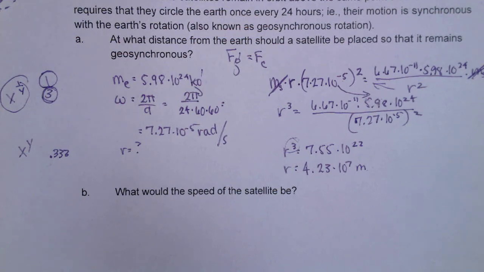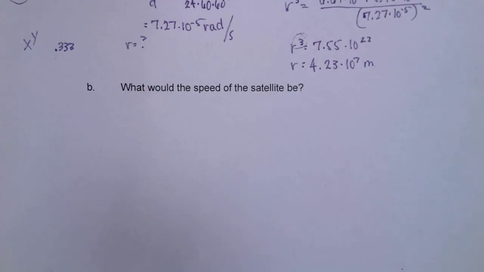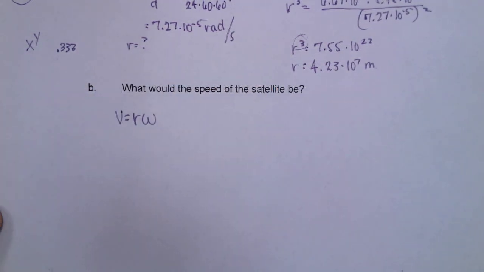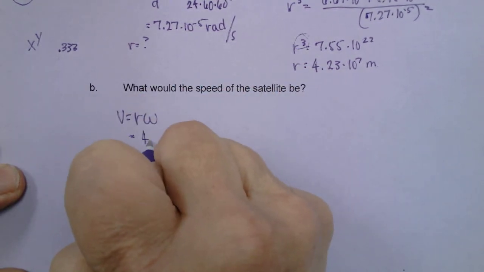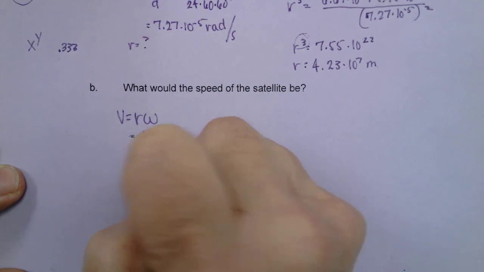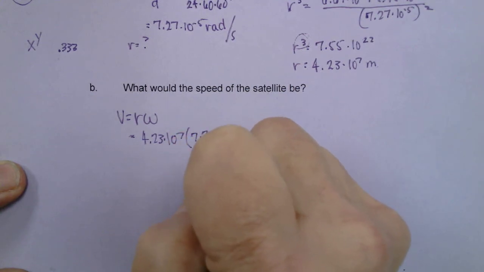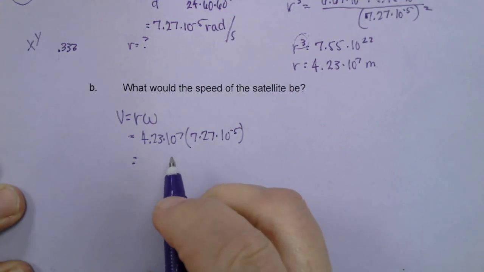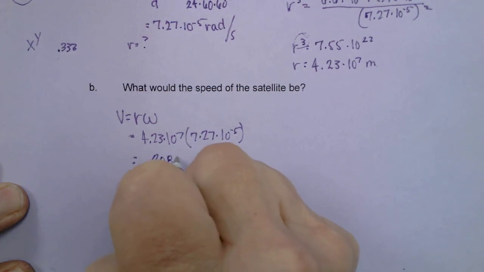So if I raise it to the 1/3 power, then I'm going to actually get the cube root out of my calculator. All right, and what speed should the satellite be? Let's see, I know my radius, I know my angular velocity, and I'm looking for tangential speed. I think that's a v is equal to r omega equation. And it's going to end up being v is equal to my radius, which I just found, 4.23 times 10 to the 7th, times omega. This time it's not squared, so it's going to be 7.27 times 10 to the negative 5. And my answer ends up being 3,080 meters per second. That's going pretty fast.